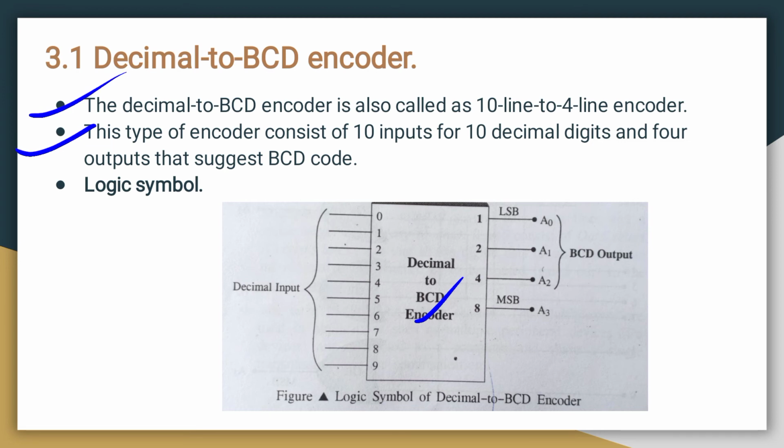So see, this is the diagram, that is the logic symbol. We are going to write from 0 to 9, nothing but 10 decimal digits, and convert it to 4 output lines, that is A0 to A3, nothing but LSB to MSB. We are going to count from A3, A2, A1, A0 in this order. So this is the MSB and this is the LSB. Okay, so this is the logic symbol.